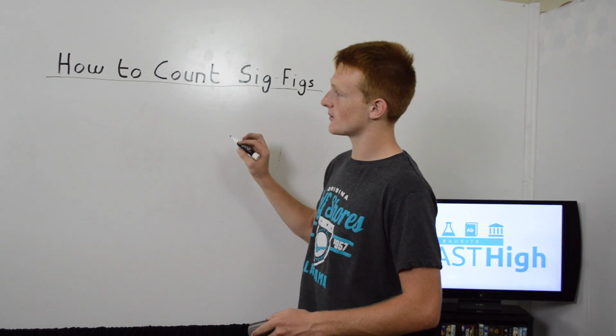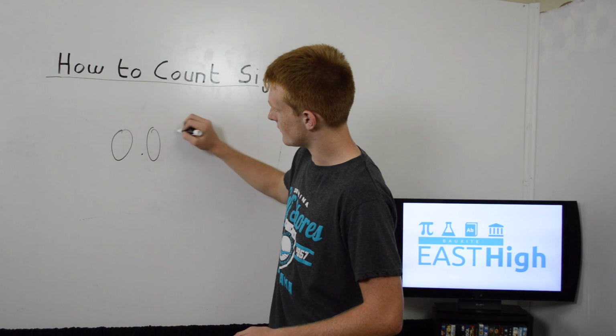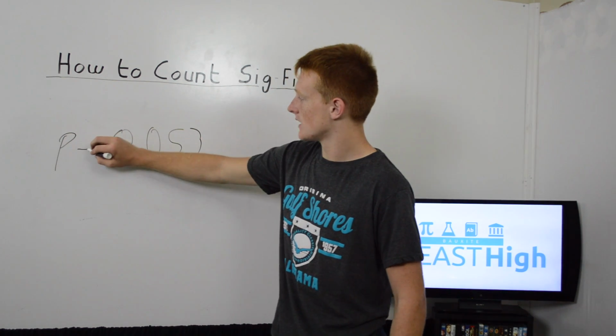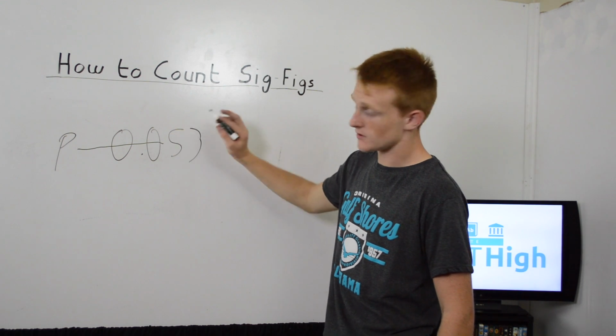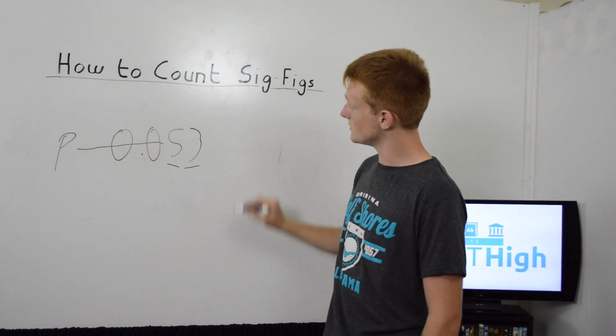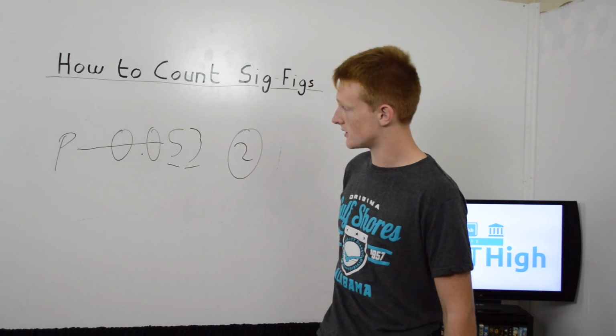If you have a number like 0.053, you come from the present side, you go through the zeros until you get to a number higher than 0, and then you start counting 1, 2. So you got 2 significant figures.